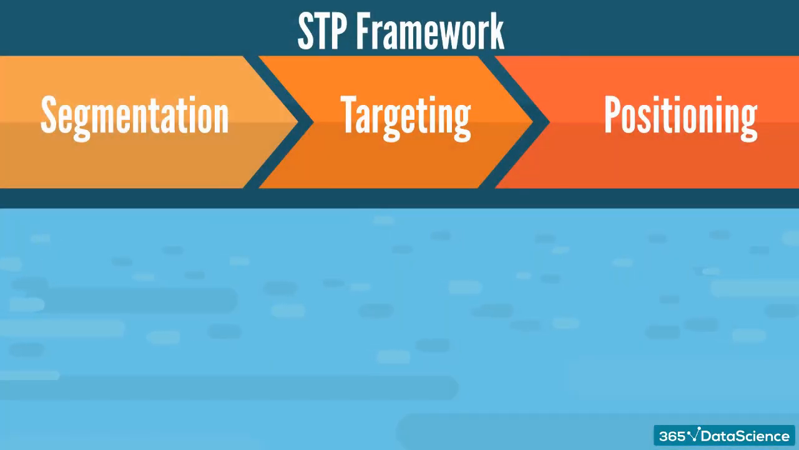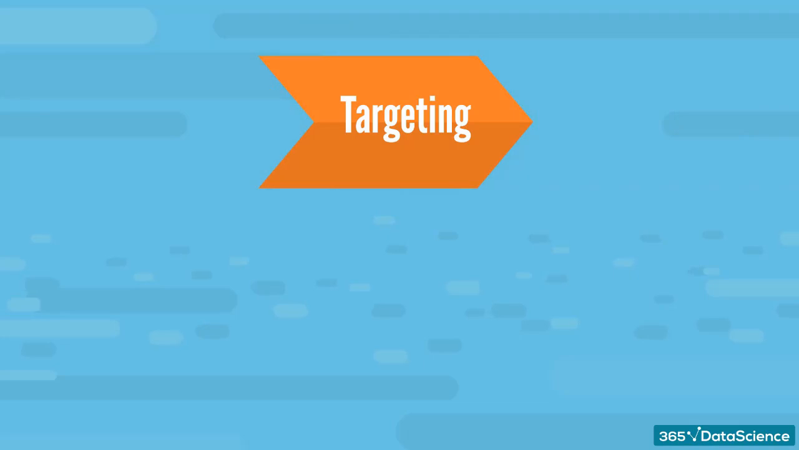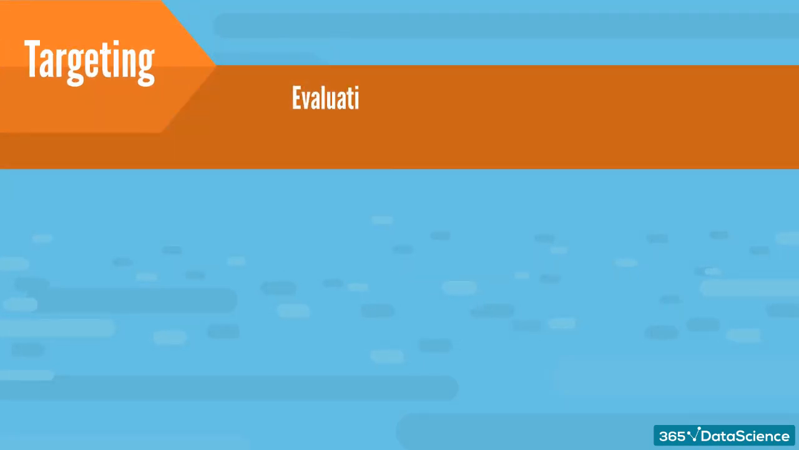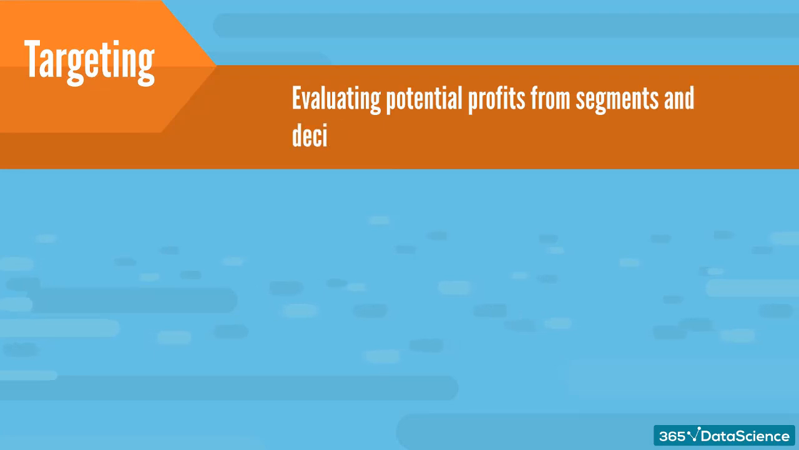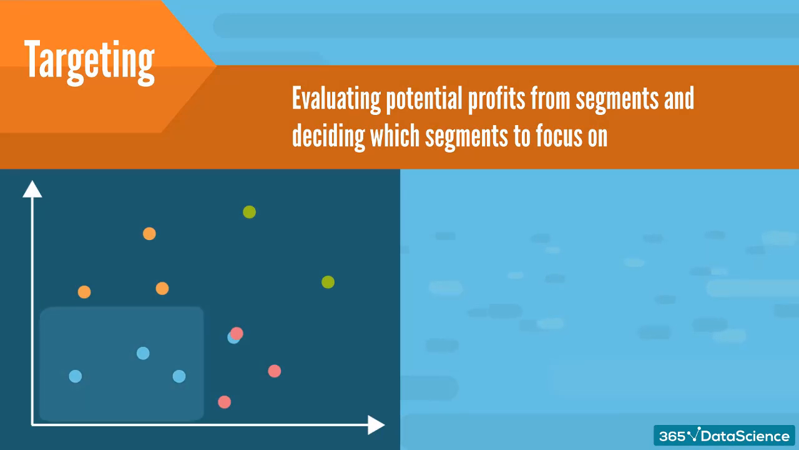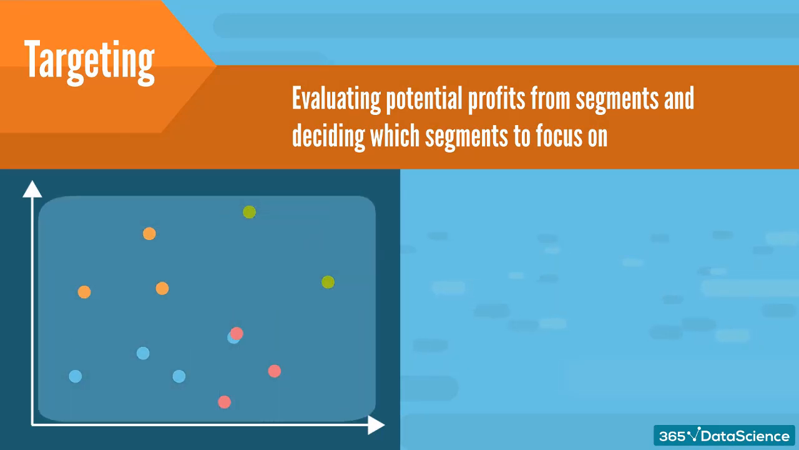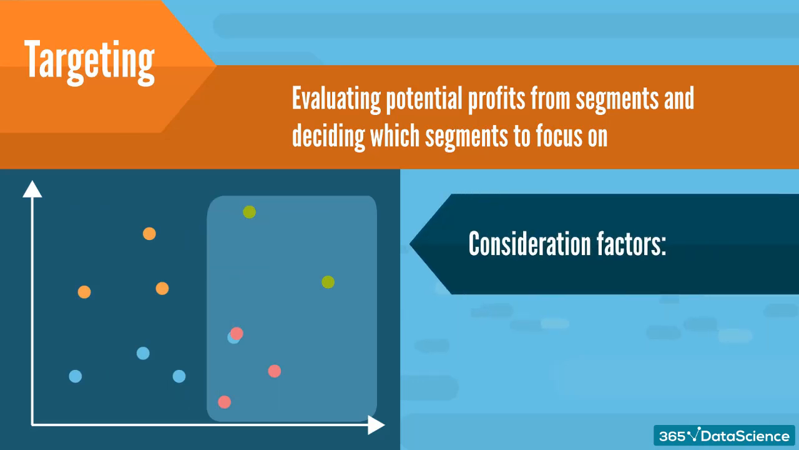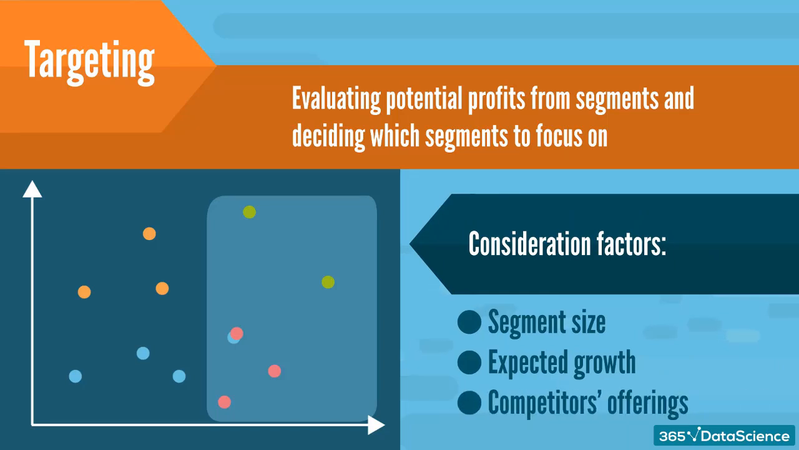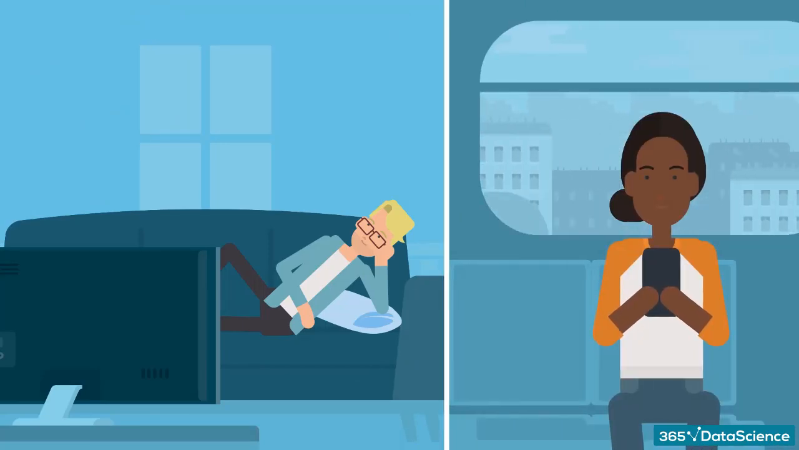Great. Once we have our segments, it's time for the second stage from the STP framework, targeting. Targeting involves evaluating the potential profits from each segment and deciding which segments to focus on. Marketers may decide to offer products to one segment, to all segments, or just to a selected few. They take into consideration factors such as segment sizes, expected growth, and competitors' offerings. This stage of the framework is also the point at which we decide on the different ways to promote our products. We can target one segment on TV and another online.